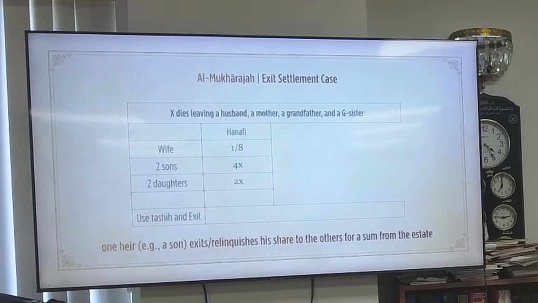And if you do this exercise, you have to do also tasheeh. You have to do correction and make sure that you don't end up with a fraction or a decimal point. So you keep on dividing the pie until you get a share that is a full integer, full number. So you can do the example.